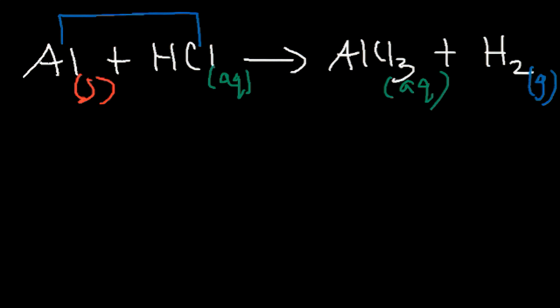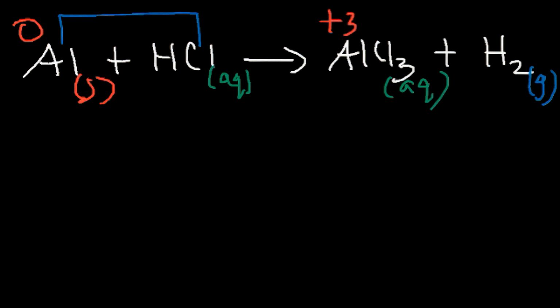Now, this single replacement reaction, is it a redox reaction? It turns out that all single replacement reactions are redox reactions. Notice that we have a pure element and a compound, so it's a redox reaction. Now, which substance is oxidized and which one is reduced? So aluminum is in the 0 oxidation state because it's a pure element, but in its compound it's +3.